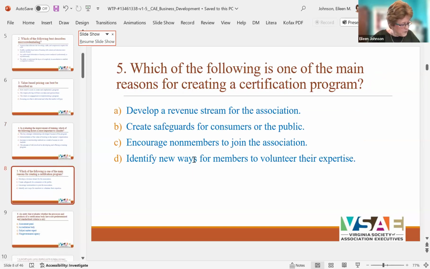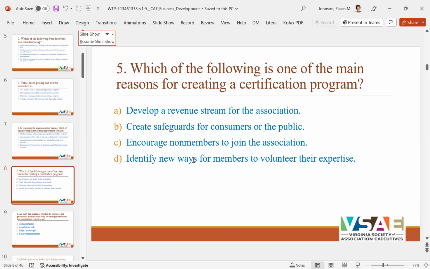Okay, certification programs. Go ahead. Okay, so which of the following is one of the main reasons for creating a certification program? A, develop a revenue stream for the association. B, create safeguards for consumers or the public. C, encourage non-members to join the association. Or D, identify new ways for members to volunteer their expertise.